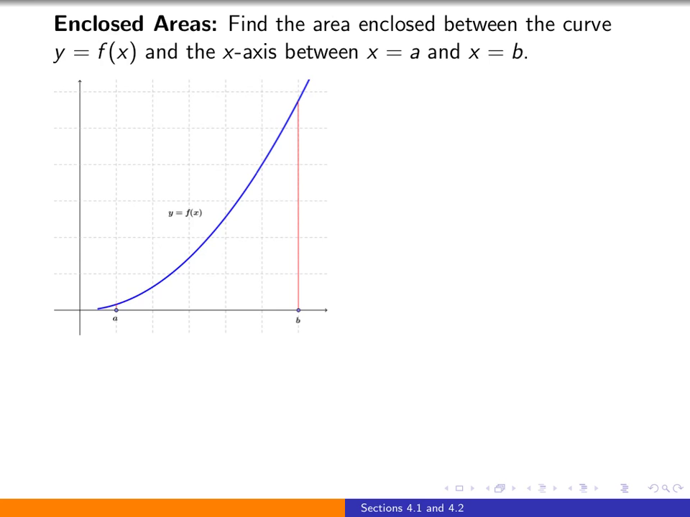So instead, we're going to take a slightly different approach. What we're going to do is try to approximate the area enclosed under the curve. And once we've approximated the area enclosed underneath the curve, we are going to try to make that approximation exact. So the first thing we are going to do is take the interval that we have and break it up into subintervals. So we're going to break this interval from A to B into n equally spaced subintervals.